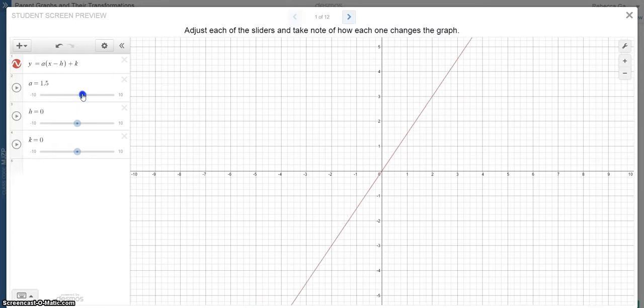First thing I want to do is move A from -10 to 10. That's a pretty good range because it starts at 1. If I go to 0, I've got a graph, but it's not something that can really show me anything. So I want to start at 1 and I want to increase it. When A increases, this graph looks like it's stretching away from the x-axis, from that 0 graph. Okay? And so that's important for us to note.